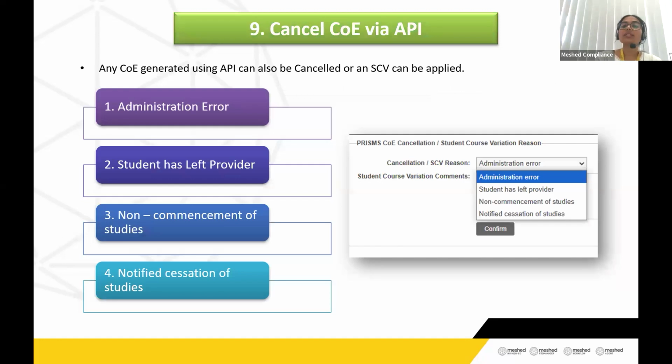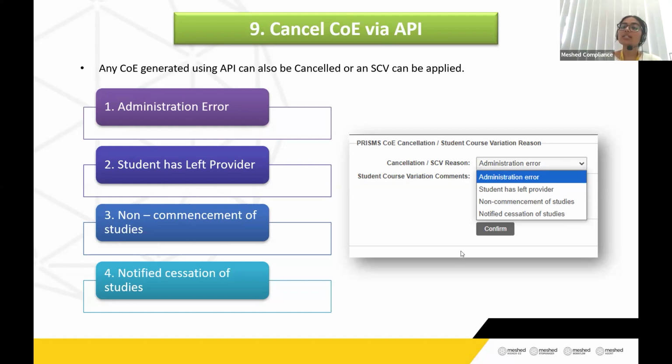Finally, we have the COE cancellation or student course variation process. Any COEs that you generate using the API in the mesh system can also have the SCVs or student course variations applied to them. Currently, PRISMS API allows for 4 SCVs, as you can see on your screen, to be used. The very first one is administration error.